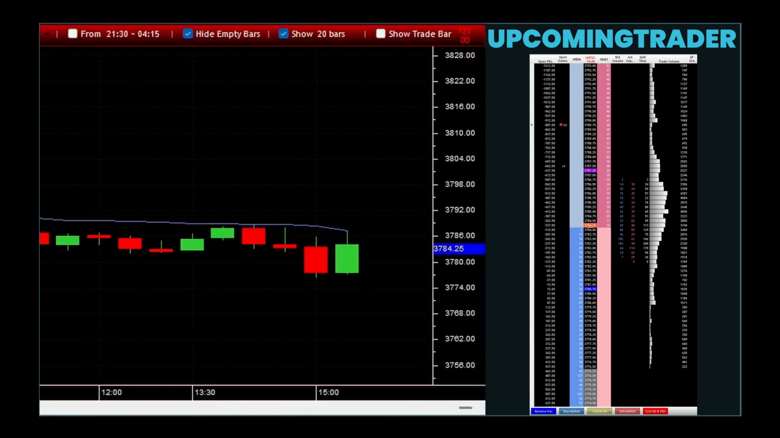The appearance of a Gravestone Doji at the peak of an uptrend is a warning sign for traders. It suggests that the buying pressure is waning and sellers are beginning to take control. To confirm this pattern, traders look for a few indicators.